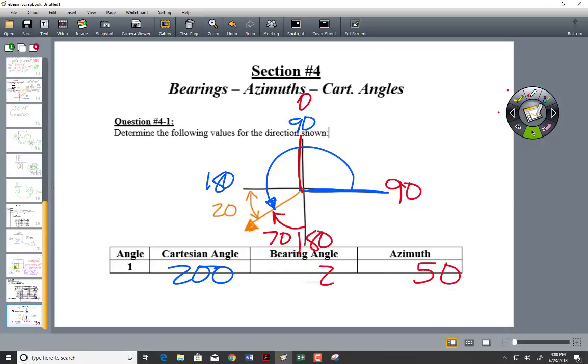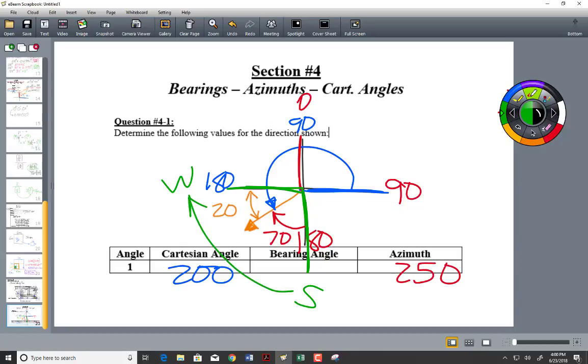So that's 250 right there. What about my bearing? My primary axis is which side, north or south? I'm primary south, heading which direction, east or west? I'm heading to the west. So I'm south, heading to the west, what angle? 70 degrees. So I'm south, 70 degrees west.